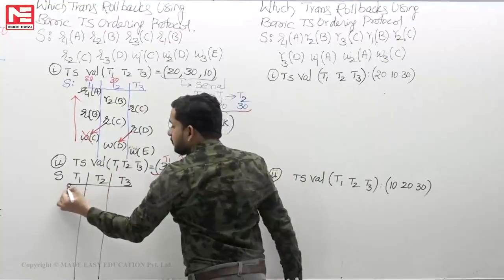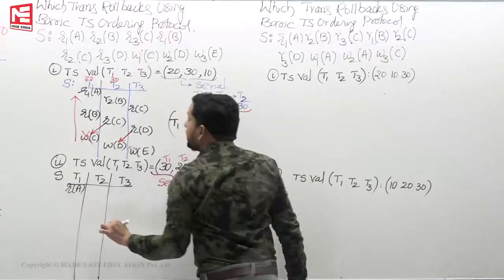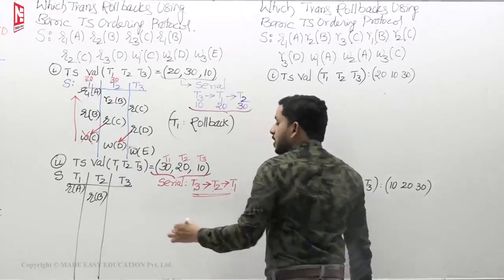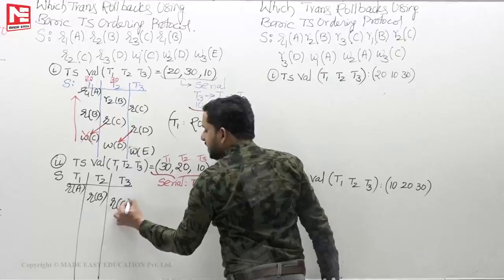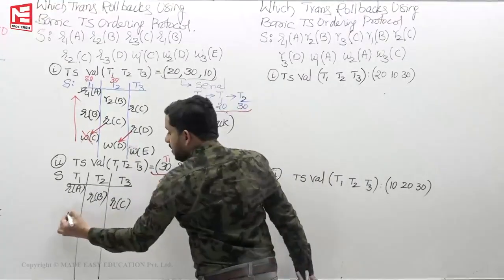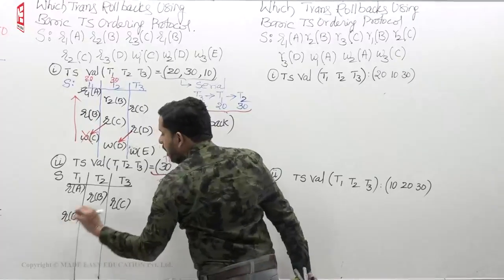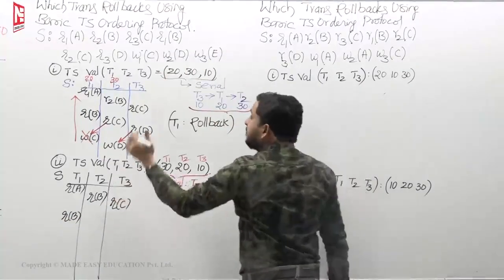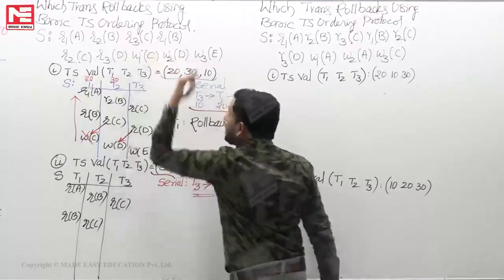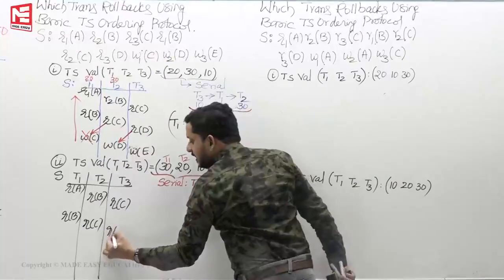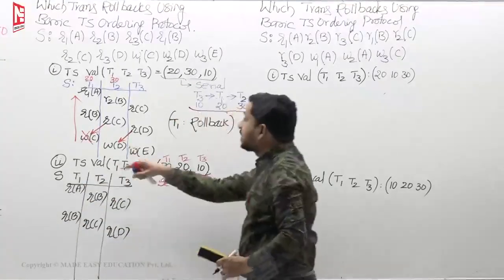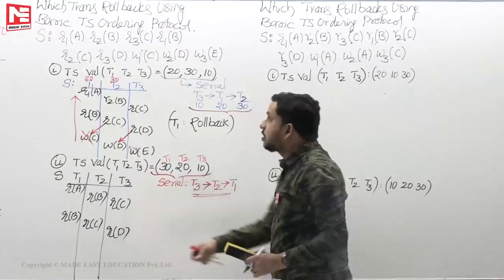T1 requesting read does not conflict with anyone. T2 requesting read B does not conflict with anyone. T3 requesting read C does not conflict with any of the previous operations. T1 read B, T2 read C, and T3 read D also do not conflict with any previous operation. All these are reads only, so they make no conflict.